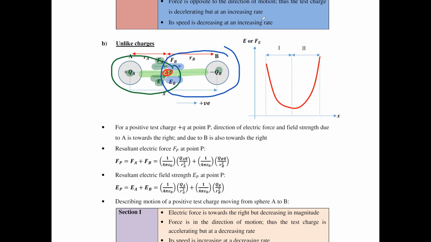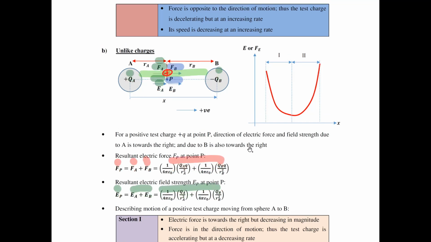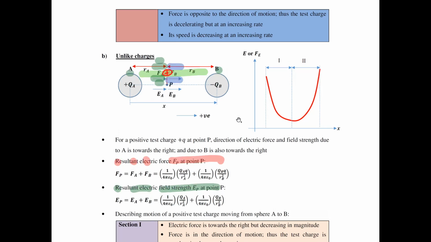Okay, so now here you will notice that the directions are always going to be the same. There's no negative sign to consider here because none of them are acting in the opposite direction. If you want to find out what is FP, it will just be FA plus FB giving you this. If you want to find out what is EP, it will just be EA plus EB giving you this. Okay, that is how you are going to get the equation representing the region between the two fields.